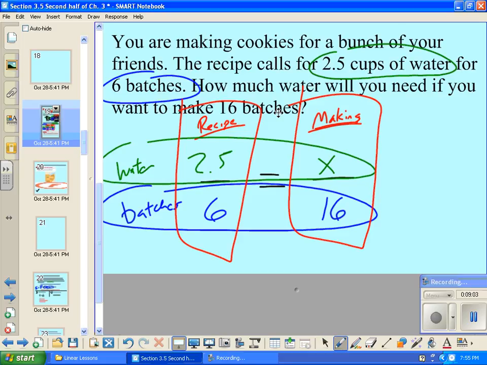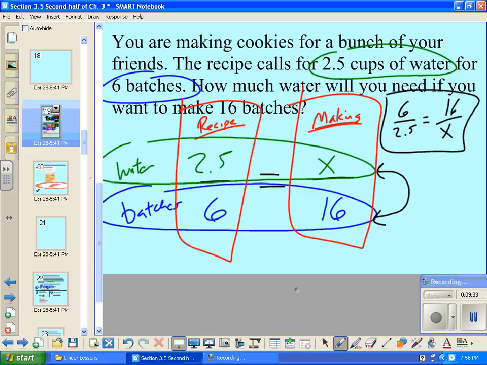I'm going to also rewrite this ratio, just so you can see that it wouldn't matter if we flip-flop the top and the bottom. I would still get the exact same answer. If I put water on the bottom and batches on the top, it actually does not matter. I'm going to write that over here. If I flip-flop the tops and bottoms, my new ratio would be 6 over 2.5 equals 16 over x. So keep this off to the side and keep this in mind: here's what I would have if I flipped that ratio around, with water on the bottom and batches on the top. Let's go back to our original one though.